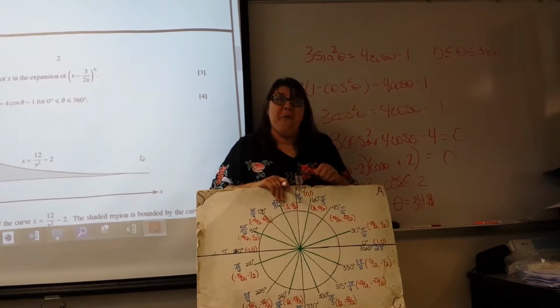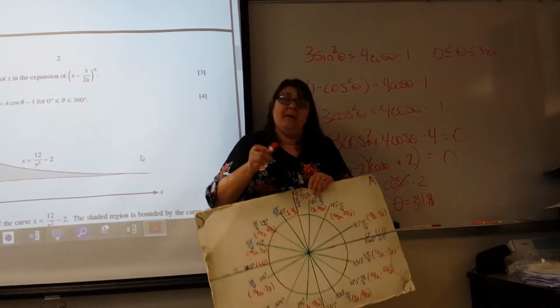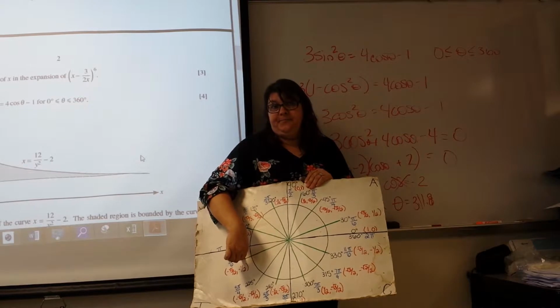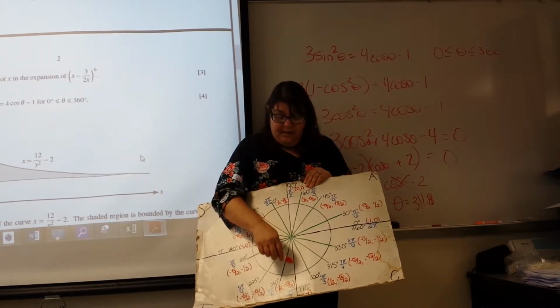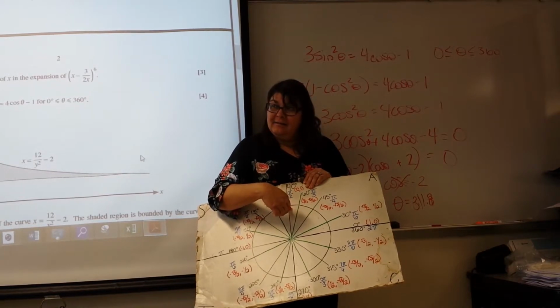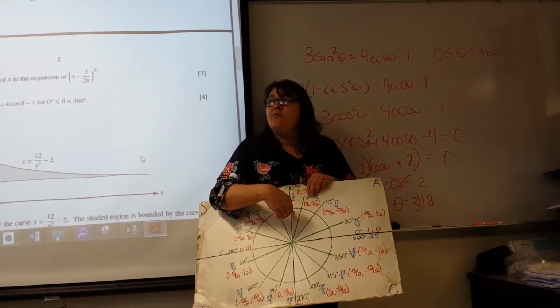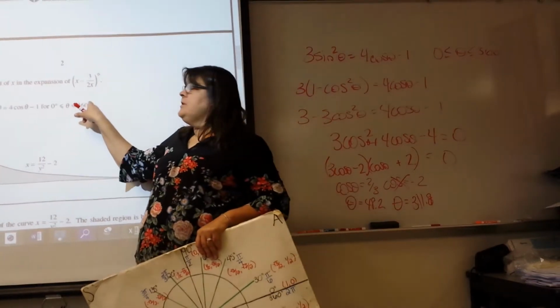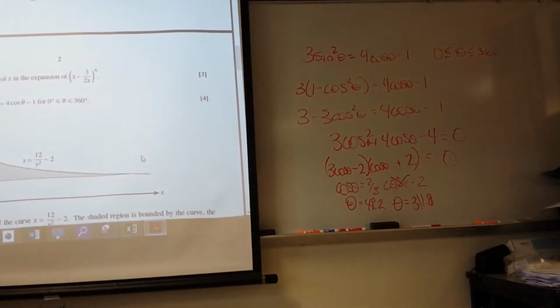Will they ever go bigger than 360 degrees? They will say between 0 and 180, or they might say to use radians, or they might go from negative 90 to 90. If it was radians, it would say 0 to pi or 2 pi. This answer was in degrees. Does that help?